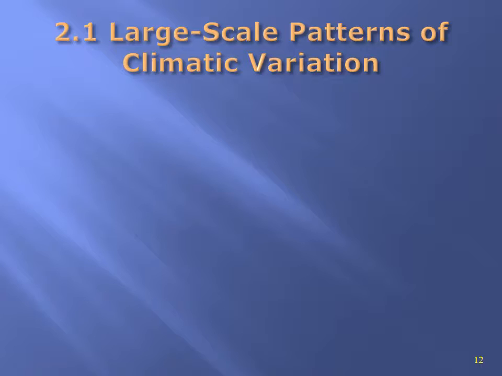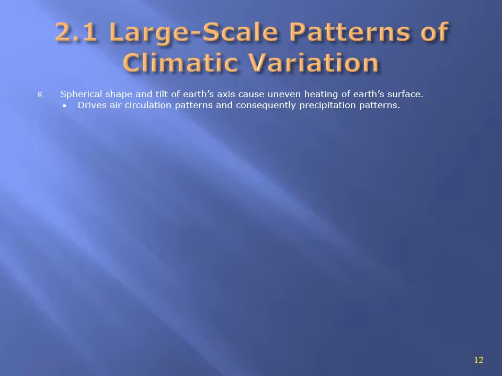Section 2.1 looks at large-scale patterns of climate variation and why we have different climates in different areas on the Earth. So the spherical shape and tilt of the Earth's axis cause uneven heating of the Earth's surface. And the uneven heating drives air circulation patterns and consequently precipitation patterns.